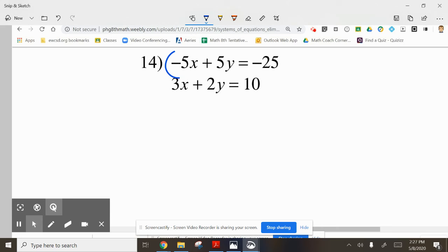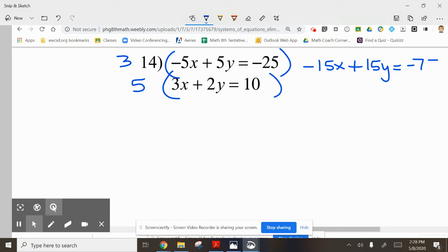I could change this top to be negative 15. What would I multiply it by? 3. I can change the bottom to be positive 15. Positive 15 would be 5. And if you change this problem in this format, you can get a right answer. So your problem is going to change to negative 15x, right, when I multiply it. Positive 15y equals, what's that going to be? Negative 75. Okay. Now this bottom one, 15x plus 10y equals 50. You good with the math there?